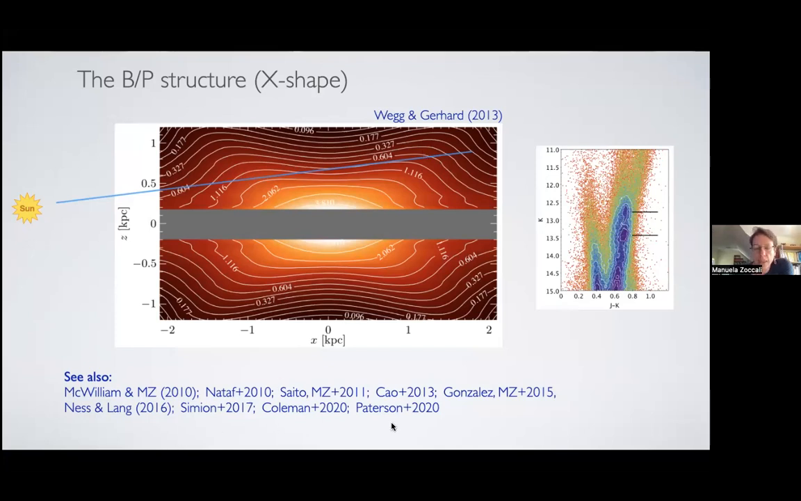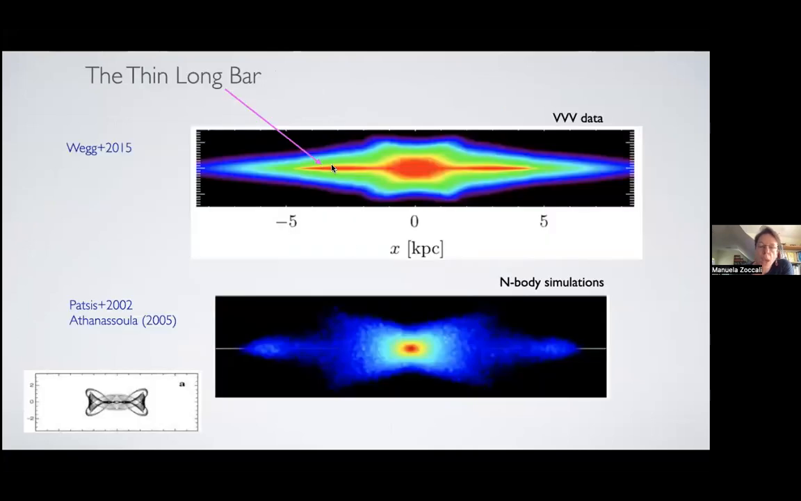Again, many different people have characterized and parameterized this shape. In the plane, very close to the plane, but extending far away toward the disk, the main bar has this other structure that is known as the thin long bar. It gets to more or less 5 kiloparsec on each side. And it has been parameterized, for instance, by Wegg and collaborators in 2015.